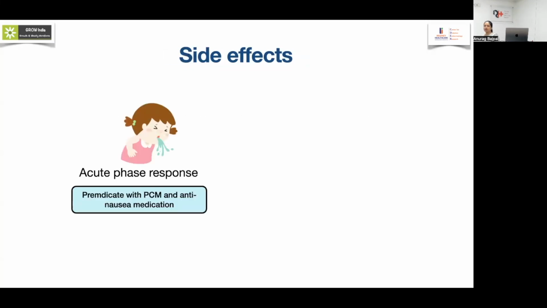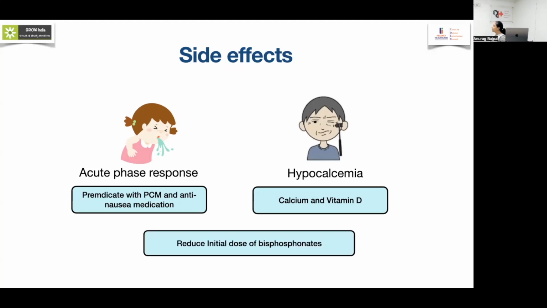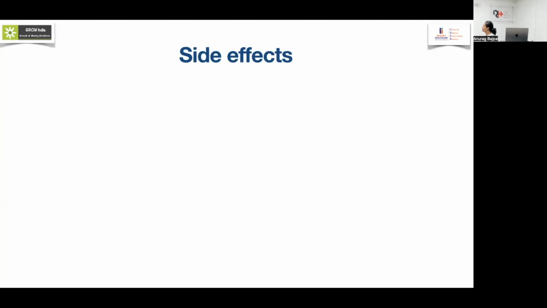The common side effects seen with bisphosphonate therapy are the acute phase response, which can be in the form of fever, nausea, vomiting, or hypocalcemia. For the acute phase response, you pre-medicate them with paracetamol and anti-nausea medication. And for hypocalcemia, you ensure a normal calcium and vitamin D status before initiating bisphosphonate therapy. Another option for reducing these acute side effects is giving a smaller initial dose of bisphosphonates.